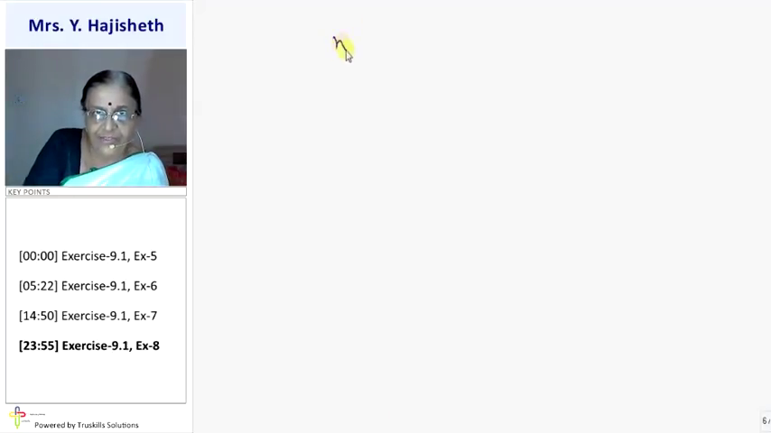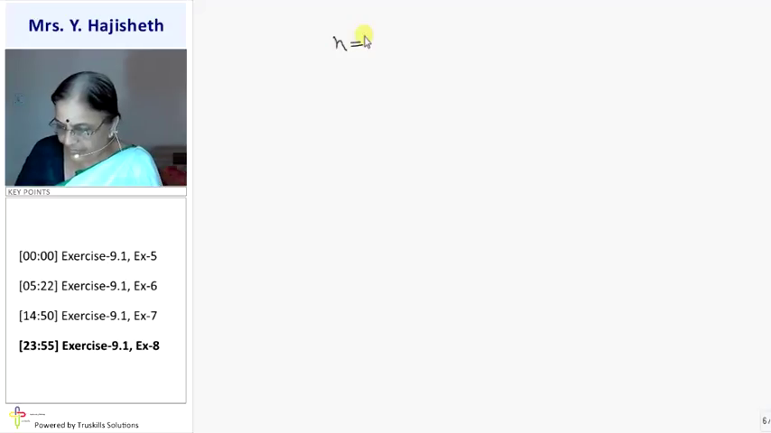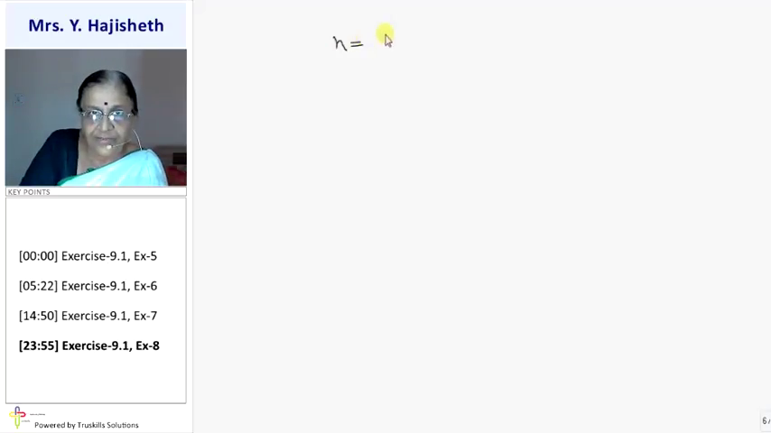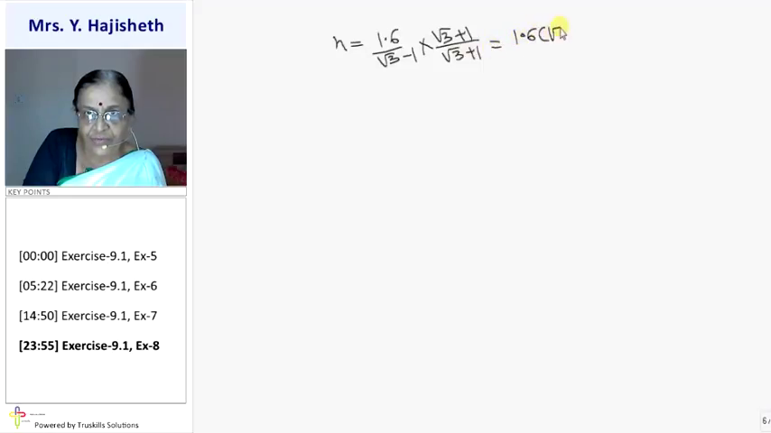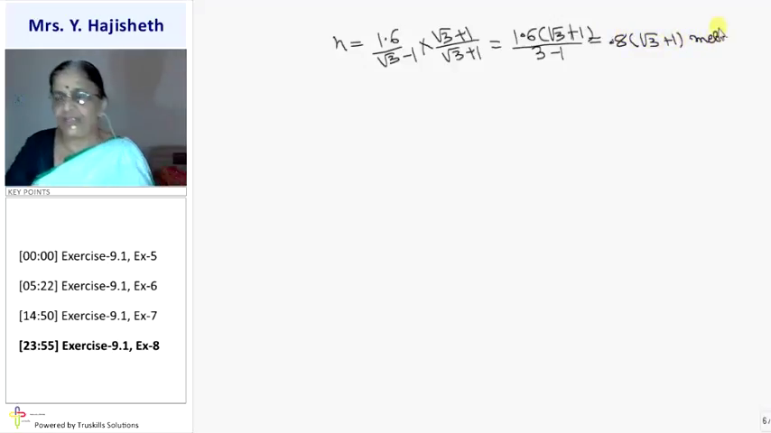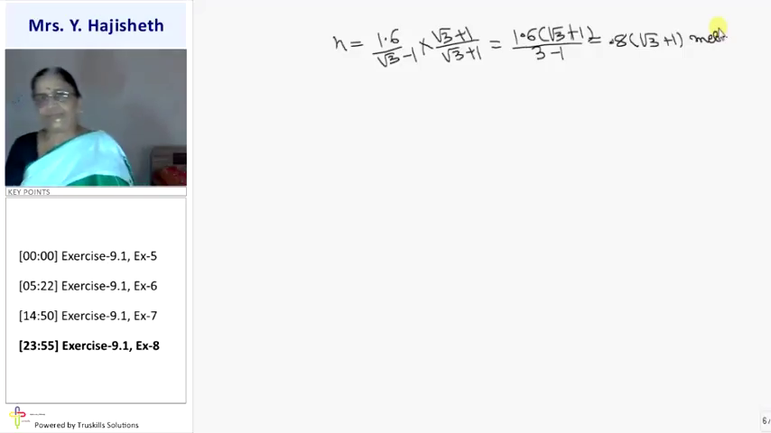What will come? h is 1.6 upon root 3 minus 1. You rationalize with root 3 plus 1. So what will come? 1.6 into root 3 plus 1 upon 3 minus 1 below. So 2 will be cancelled with this. So it is 0.8 into root 3 plus 1 meters. This is my height of the pedestal. Clear?